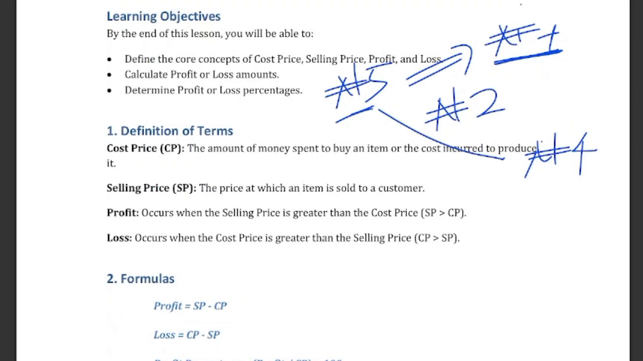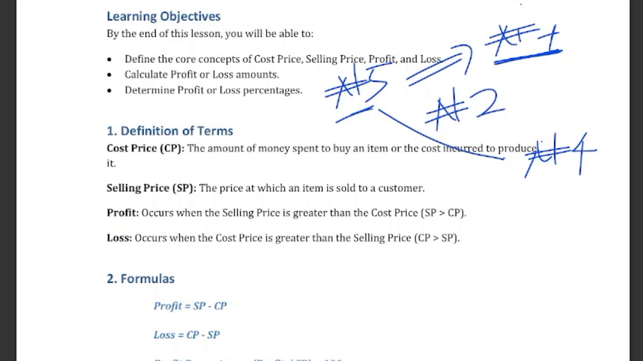So the profit formula is SP, selling price, minus cost price. Selling price minus cost price. While the loss is cost price minus selling price, because the cost price is more than the selling price.